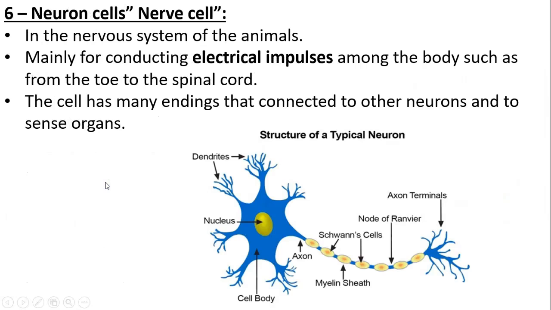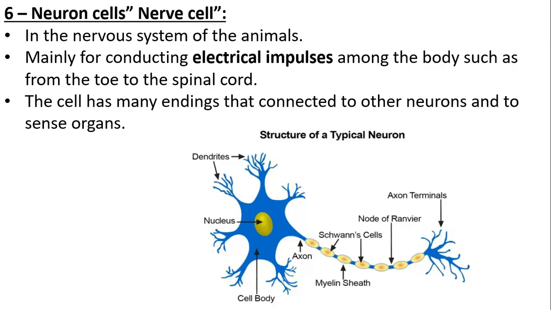And then we have the neuron or the nerve cell. In the nervous system of animals, of course, it's a neuron, it's a nerve cell, so you can find it in the nervous system. What's the function of the neuron? The function of the neuron is that it conducts electrical impulses along the body from head to toe. So it's mainly made of the spinal cord and the brain, and also every nerve in your body.